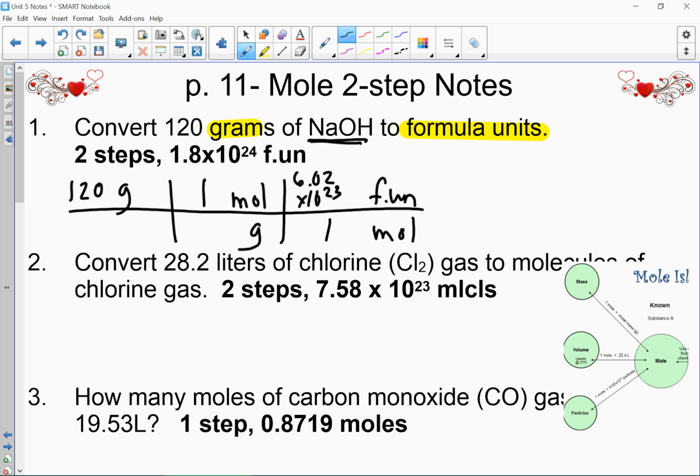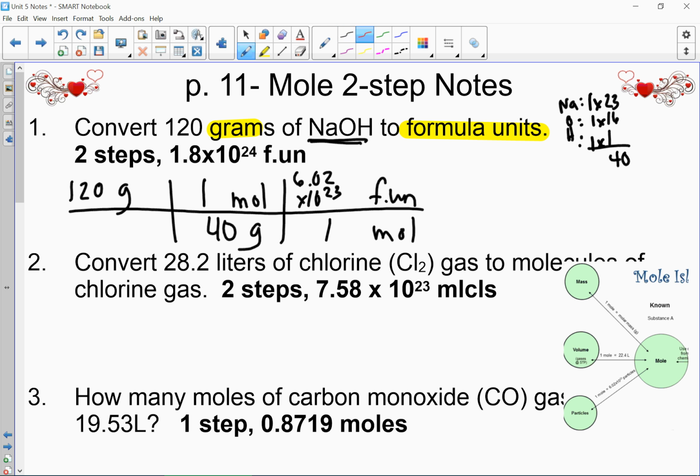So you need to find the molar mass of NaOH. So grab your periodic table. I have 1 of each thing. Sodium, the mass is 23. Oxygen is 16. Hydrogen is 1. So I'm going to add all of those numbers up on your calculator. And your molar mass that you should get is 40. And that number goes right here.